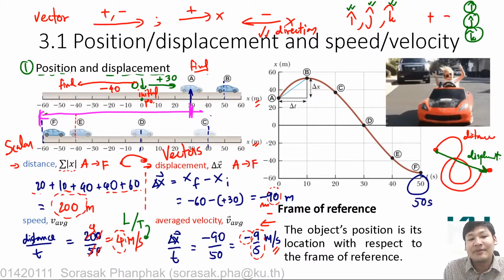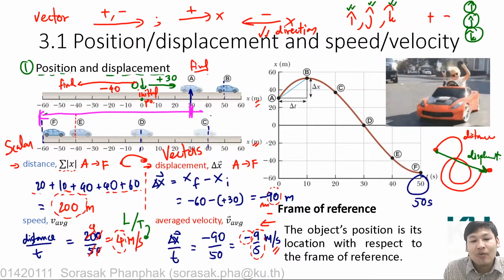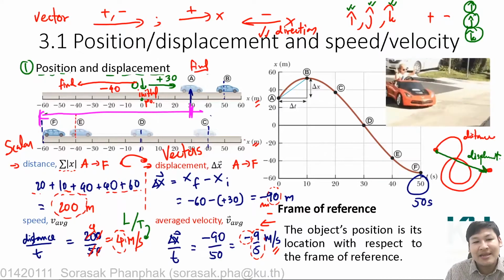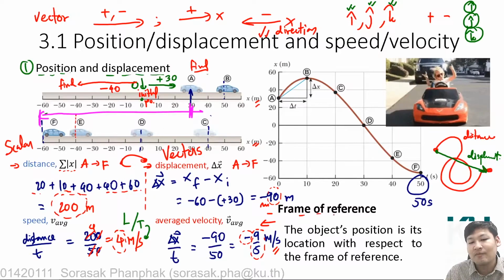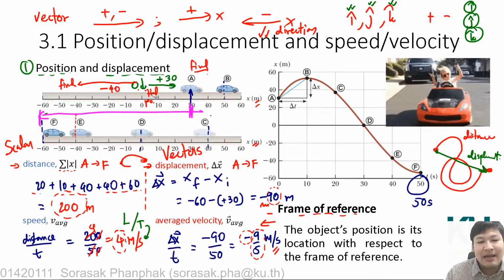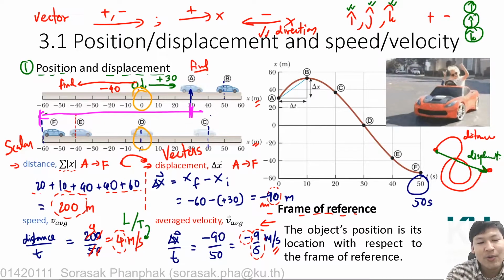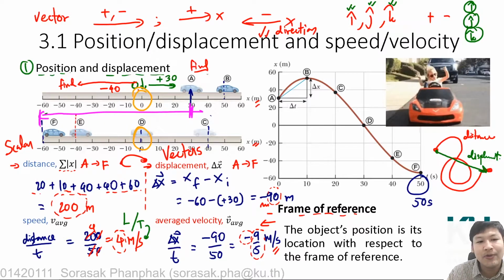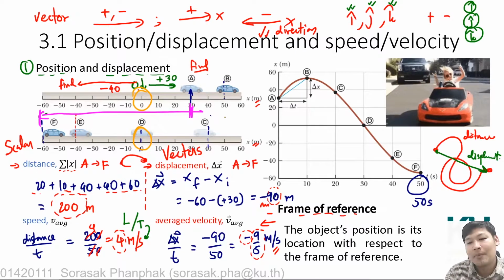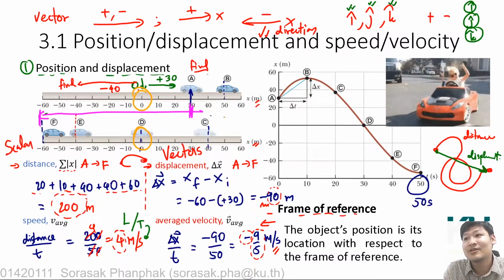So this is the difference between distance, displacement, speed, and average velocity, right? So now what you state here is you compare to the frame of reference. Frame of reference is what I state initially as your 0 position here. 0 is your frame of reference. You reference everything relative to the 0 position. This is your frame of reference. You will learn more about all these definitions through the calculation of these chapters.